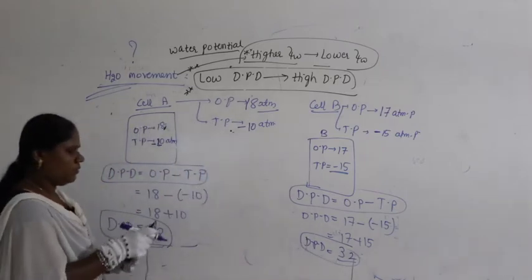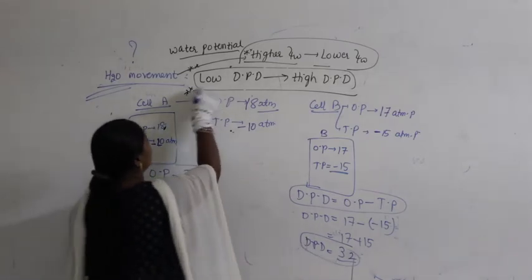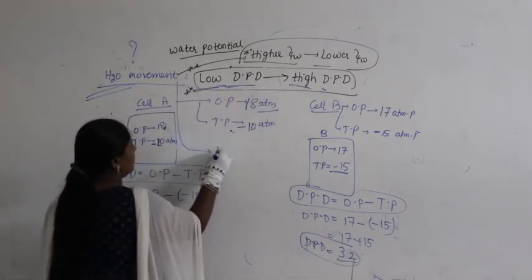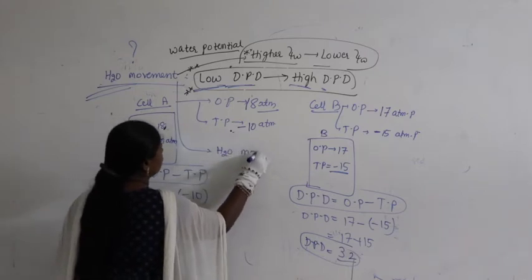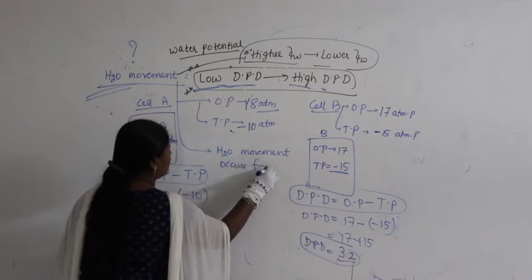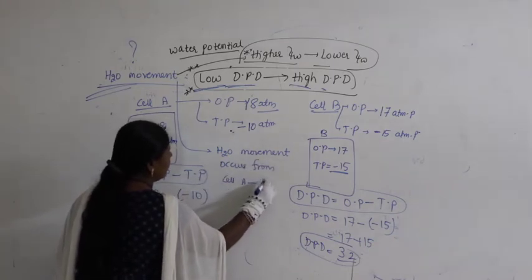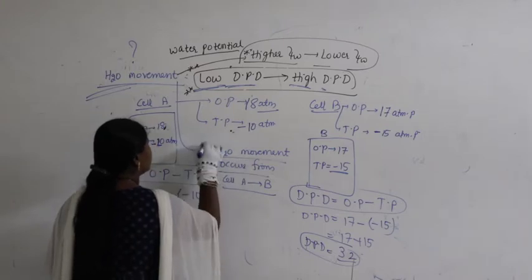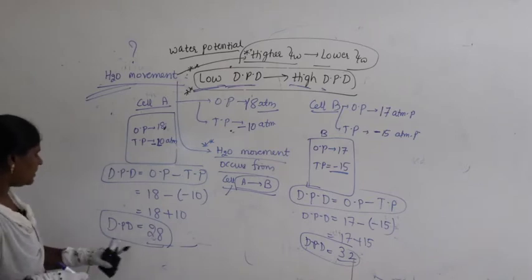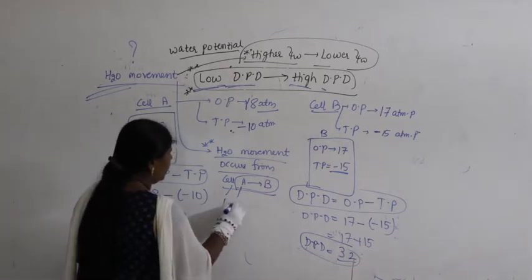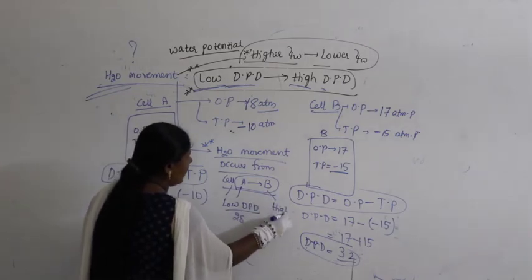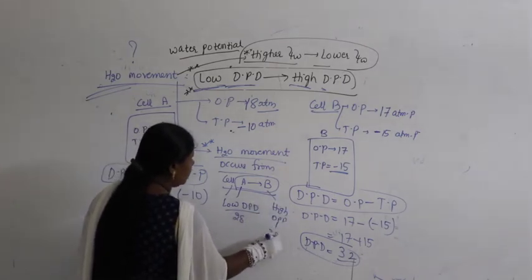Now where to where does the water movement occur? Remember, water movement always occurs from low DPD to high DPD. Now in this case the water movement occurs from cell A to cell B. So whenever they give the question on direction of water movement, it is from cell A to cell B. Why? Because cell A has low DPD, how much is the value? 28. Cell B has high DPD, that is 32.